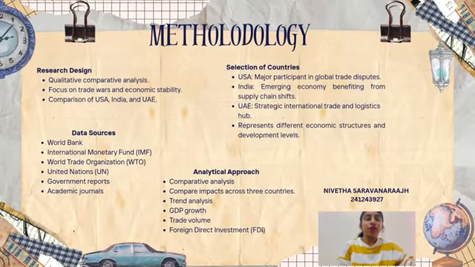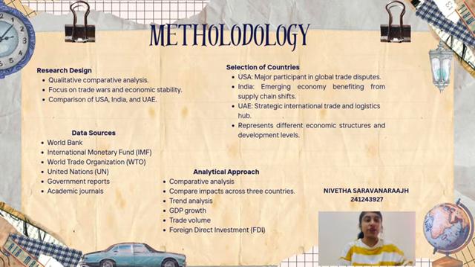For the methodology, this study uses a collective comparative analysis approach. The United States, India, and the UAE were selected because they represent different economic structures and roles in global trade. The United States is a developed economy and a major participant in trade disputes. India is a fast-growing emerging economy, and the UAE is an important global trade and logistics hub.